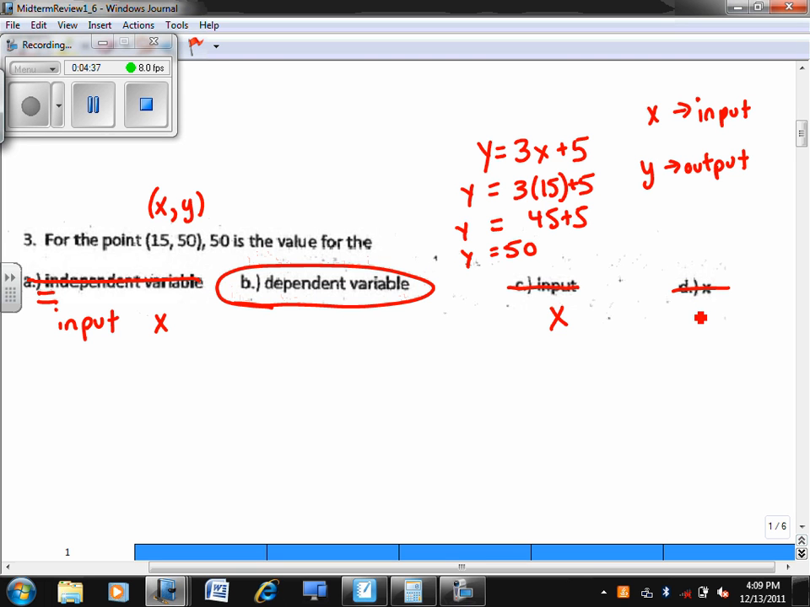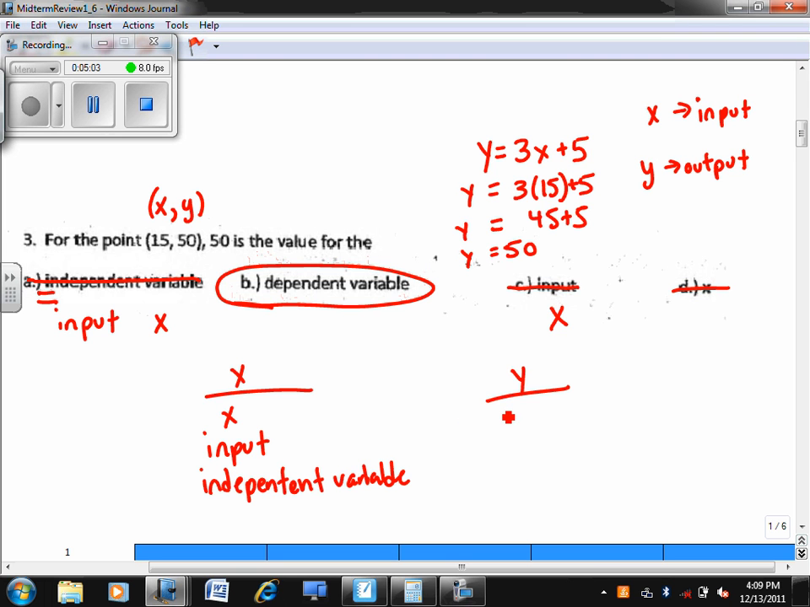So different names for x. We can have x, we can have input, we can have independent variable. Different names for y. Let's do x first. We have x, input, independent variable. Our y is obviously our y, it's our output, and it's our dependent variable.